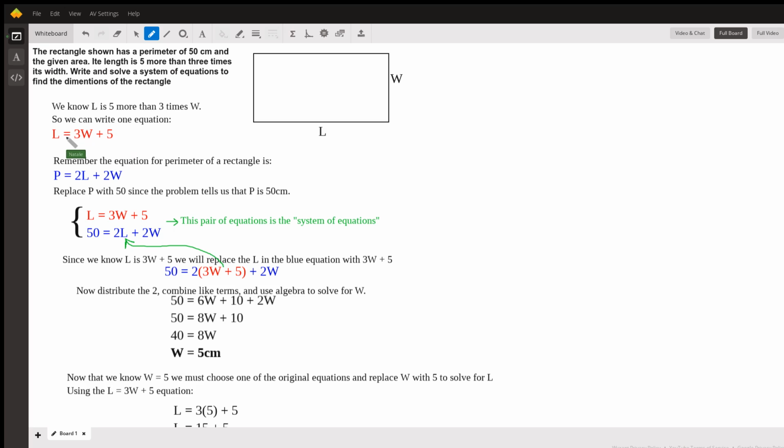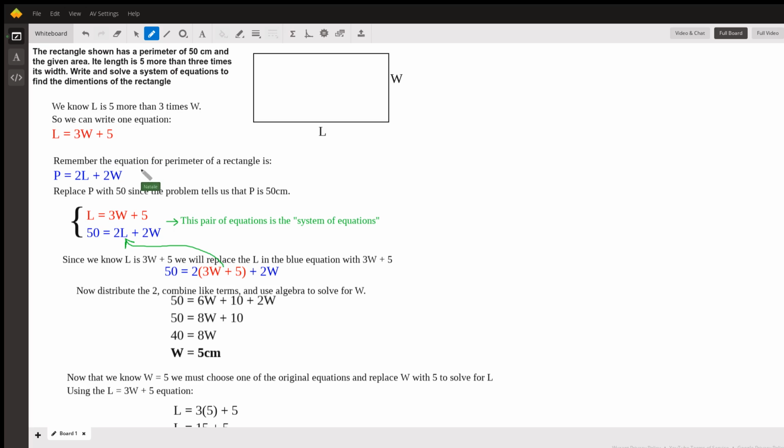So I've written one equation for that last sentence. The length is 5 more than 3 times the width, or L equals 3W plus 5. So that's one of the equations for the system.